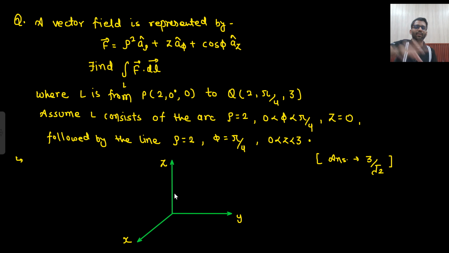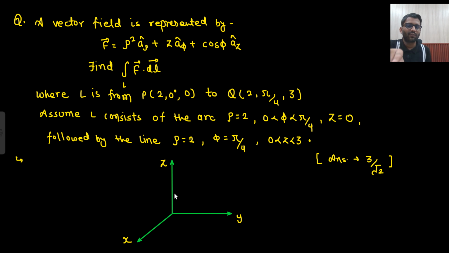Try doing it on your own. Try reading the language of the question and then try making the diagram. Once you are able to make the diagram, then it will be very easy for you. So what this question is saying: a vector field f is there. You need to find f dot dl along a curve. So that curve you need to make.